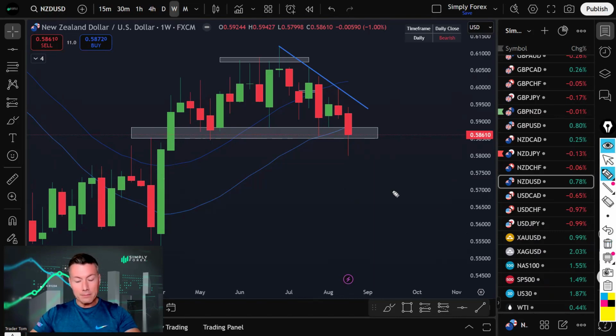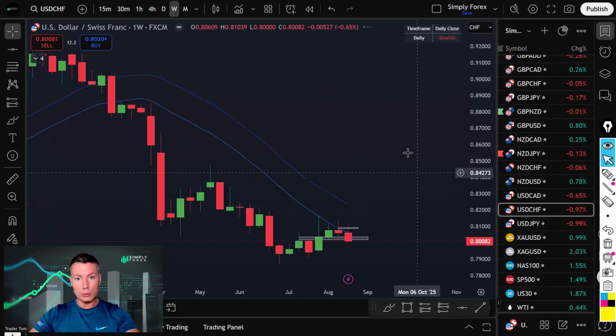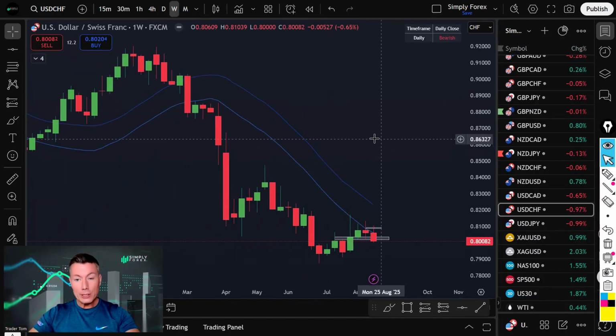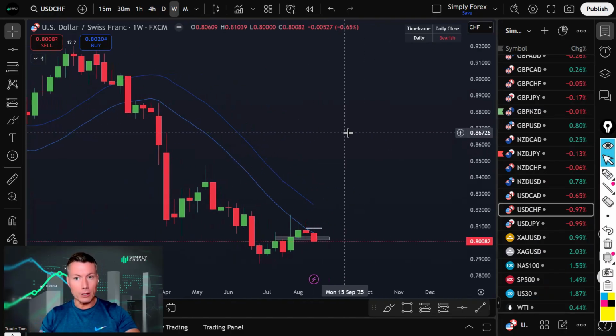Having said that, my first trade idea, and one US dollar pair I am willing to trade, is US dollar Swiss franc, because the picture is clear. And generally, guys, what I'm looking for is a clear picture. I want weekly, daily pulling in the same direction. Then chances are you have a high probability trade, right?